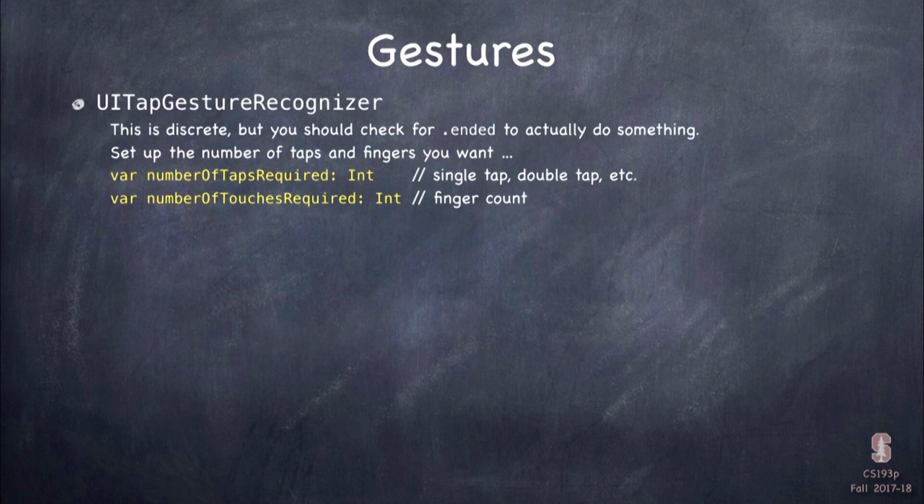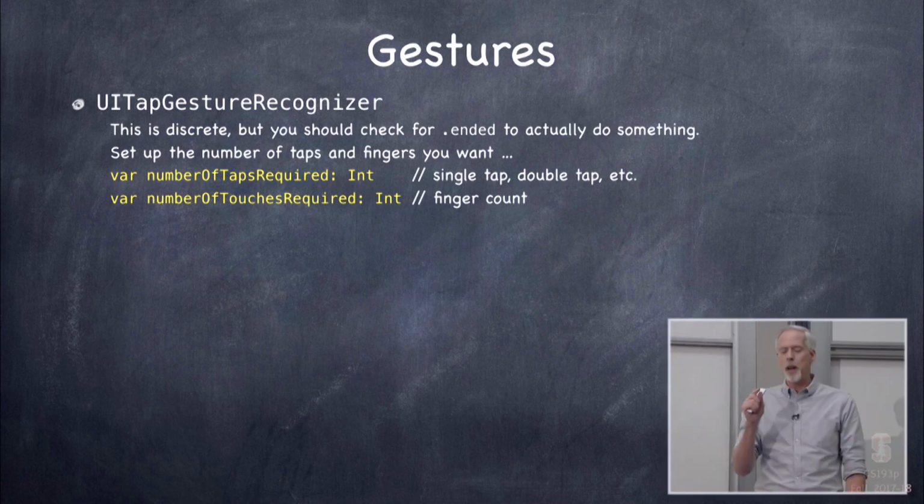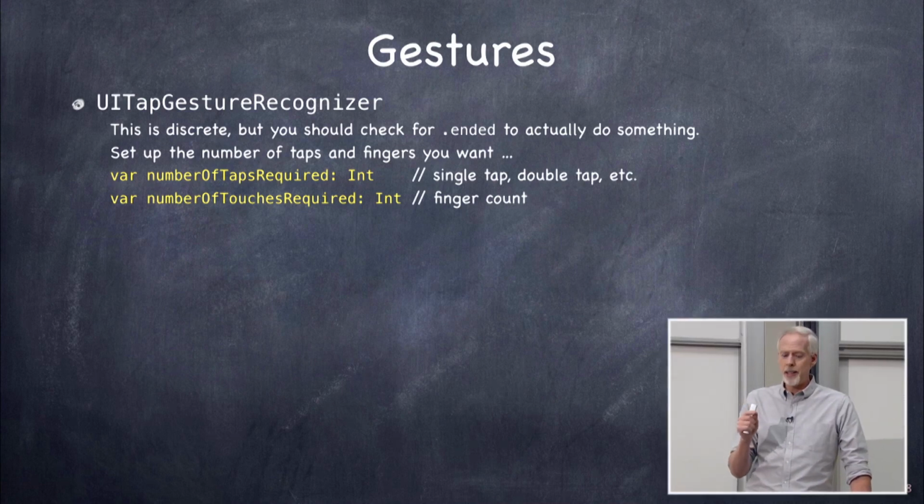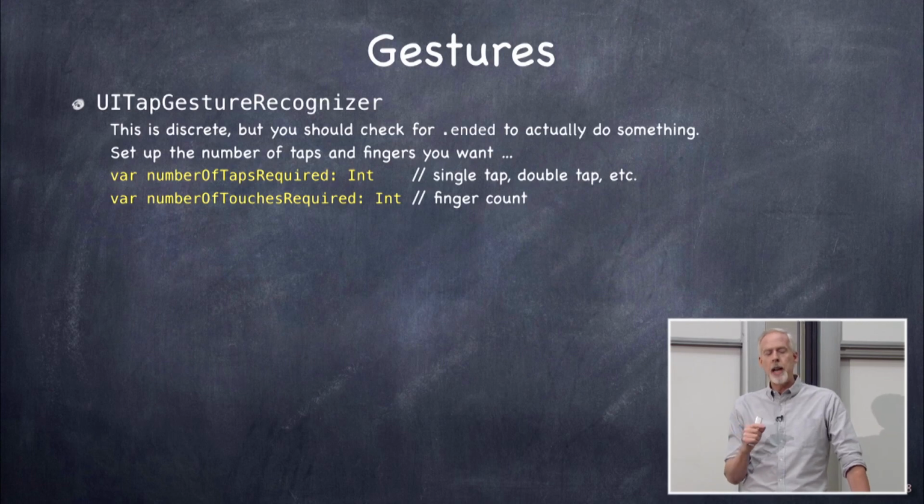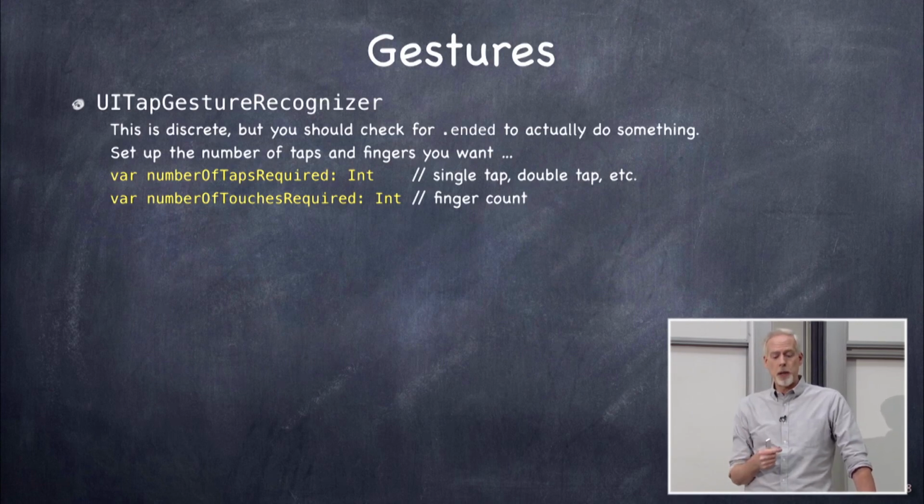There's tap gesture, which feels like it would be like swipe, a discrete gesture, but actually since it does double tap and other things, you're always looking for dot ended only with a tap gesture usually. But you also configure it like a swipe gesture, how many taps, how many fingers, etc.